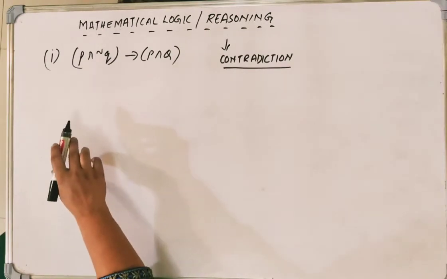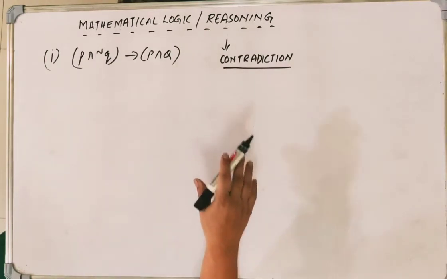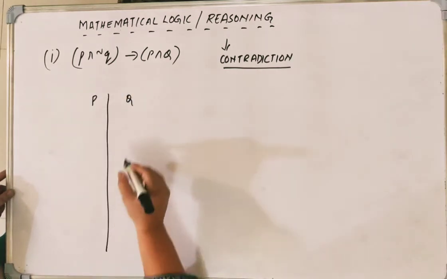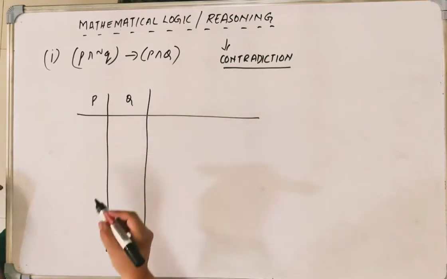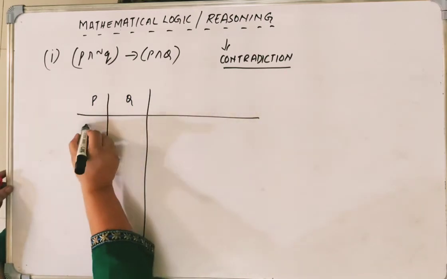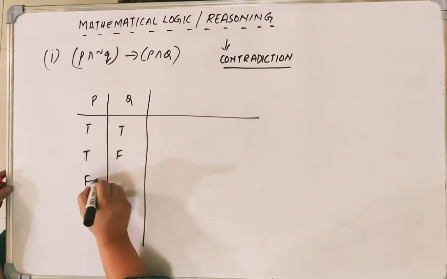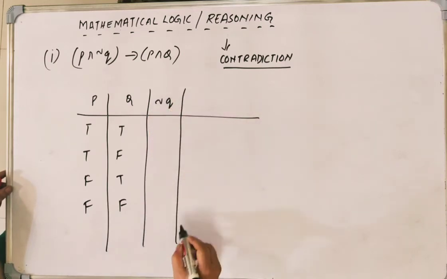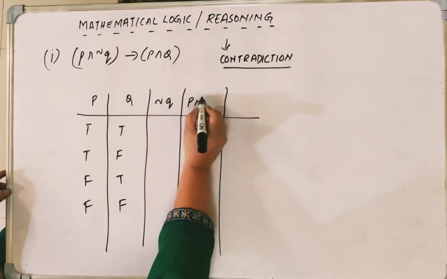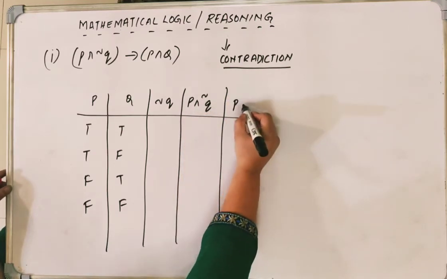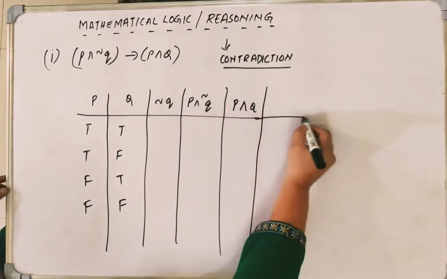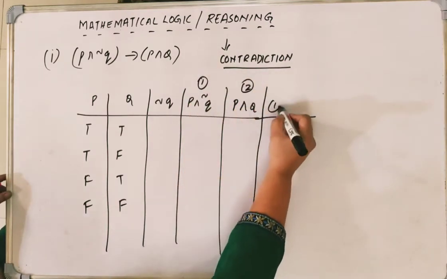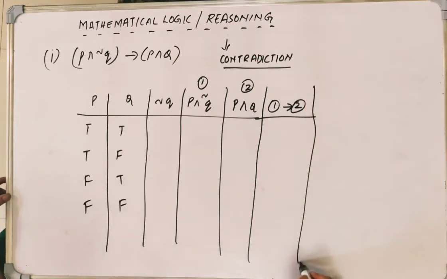Let's take another example where we have to determine whether it is tautology, contradiction or neither. Let's take the statements P and Q and draw the truth table. True, true, true, false, false, true, false, false. First we'll take the negation of Q, then P and negation of Q, then P and Q. Let's take these as column 1 and column 2. We'll take column 1 conditional column 2. So this is the final column.